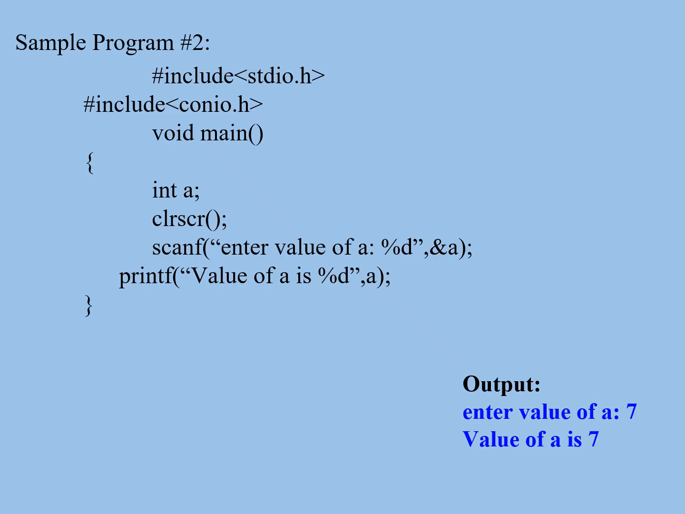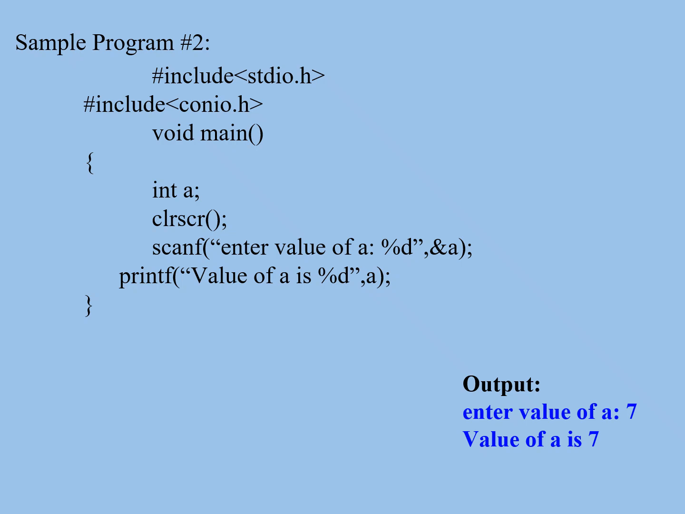Let us revise the structure once again. Two header files, stdio and conio, are included using the preprocessor directive #include. Main indicates the start of the program. The pair of curly brackets indicates the scope of the program. One variable a is declared of integer data type. CLRSCR function helps to clear the output window during each execution.